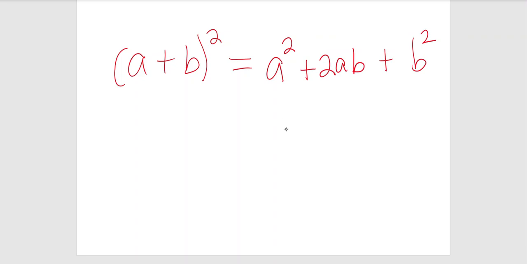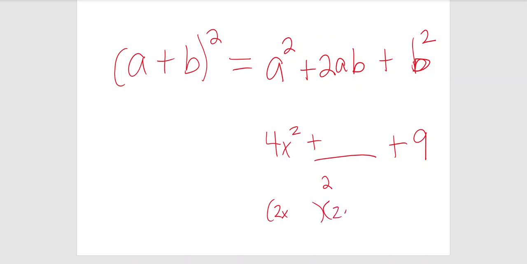So I could even go as far as to say if I had 4x squared and the b squared at the end was plus 9, I could even figure out what value I would need to make that a perfect square trinomial, because I know the middle term would have to be 2 times, well, to get 4x squared, we know that's going to be 2x times 2x. To get 9, we know that's going to be 3 and 3. So the middle term is going to have to be 2 groups of 2x times 3. So 2 groups of 6x, which is 12x. So we've just figured out what value would make that a perfect square.